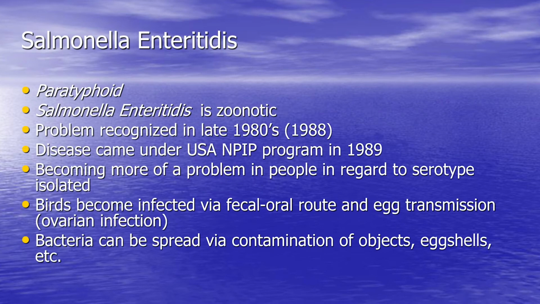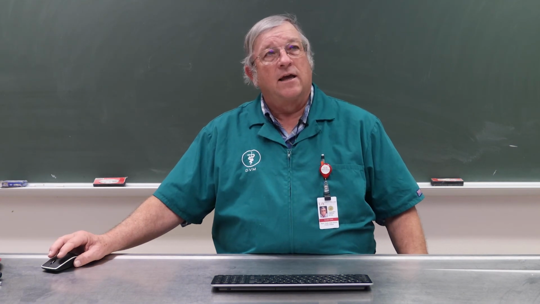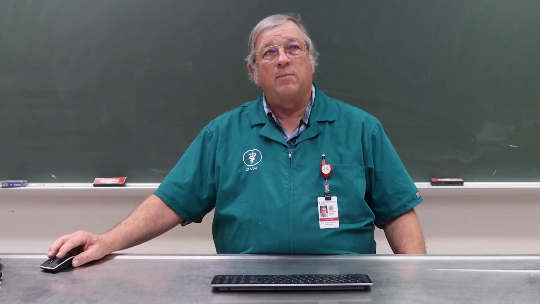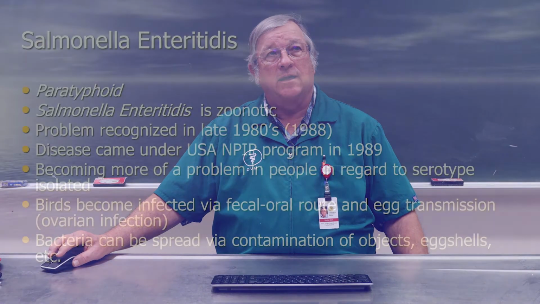Salmonella Enteritidis. This is another salmonella that is seen in poultry. This one is zoonotic, meaning it can be transmitted to people. They can catch it. The problem was recognized in the late 1980s, about 1988. This disease also came under the National Poultry Improvement Plan in the United States. It's becoming more of a problem in people in regard to certain serotypes isolated.